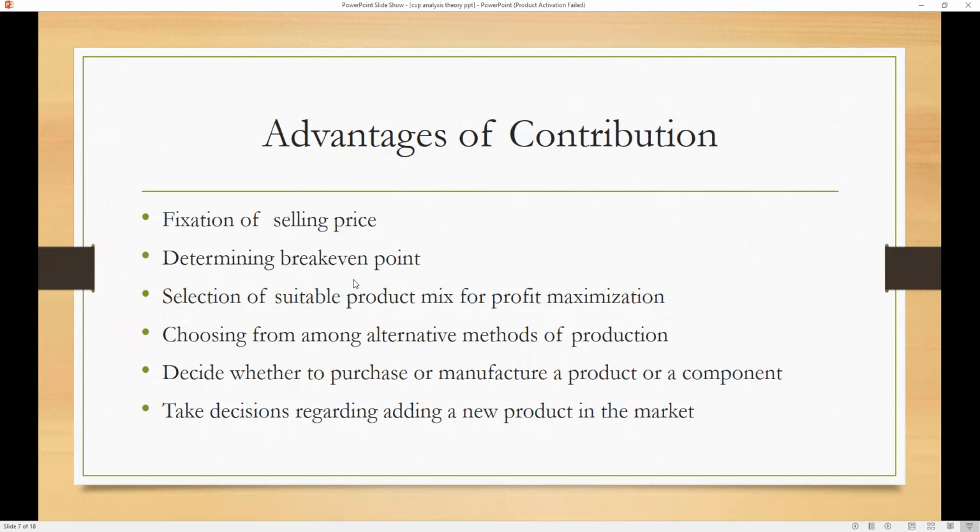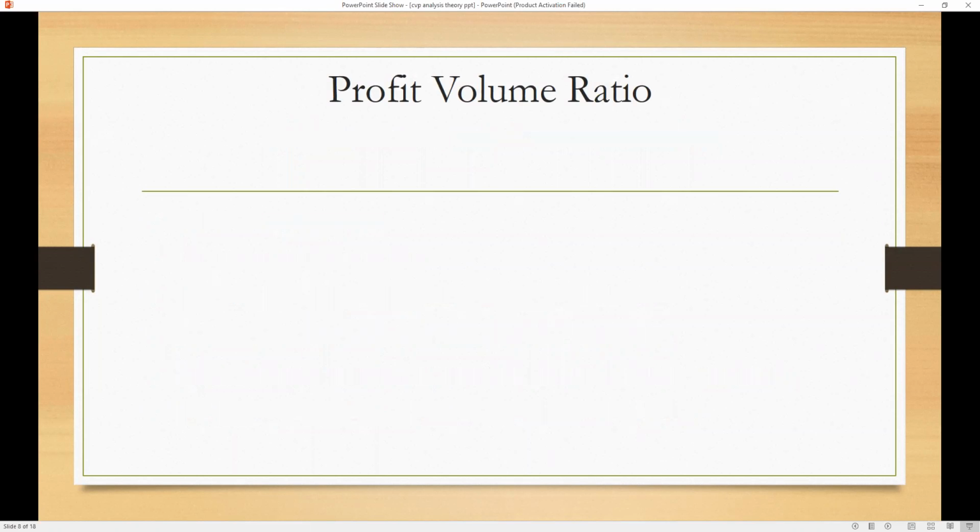So any problems based on deciding the selling price of a product, if you want to calculate break-even point, if you want to select the suitable product mix for profit maximization, or you want to choose among the alternative methods of production, or you want to decide whether a product or a component is to be purchased or manufactured, or you want to add a new product to the market, or maybe you want to discontinue the product, contribution is the base to decide all these decisions.